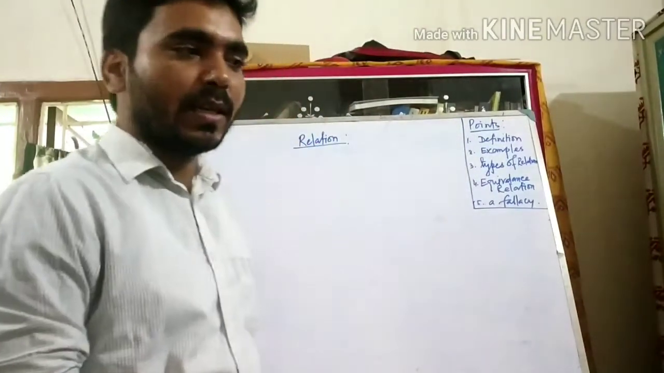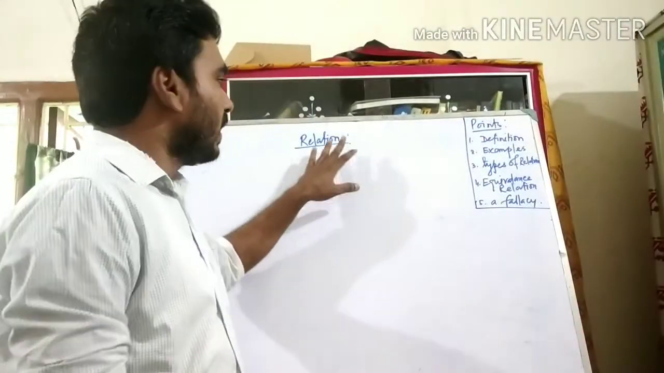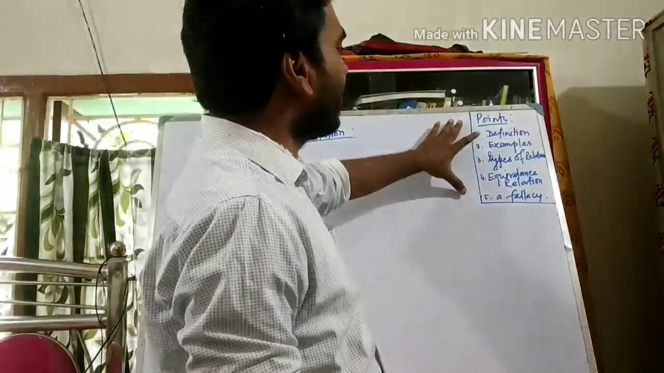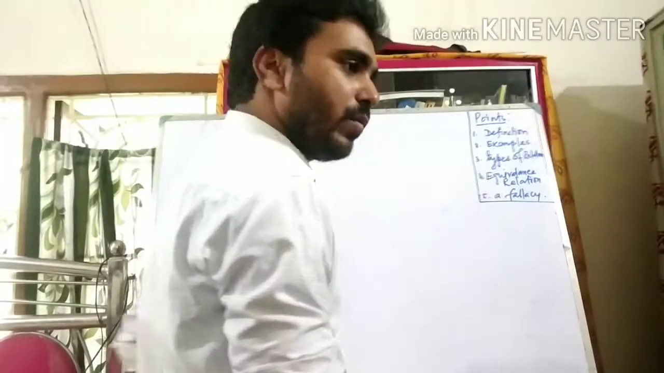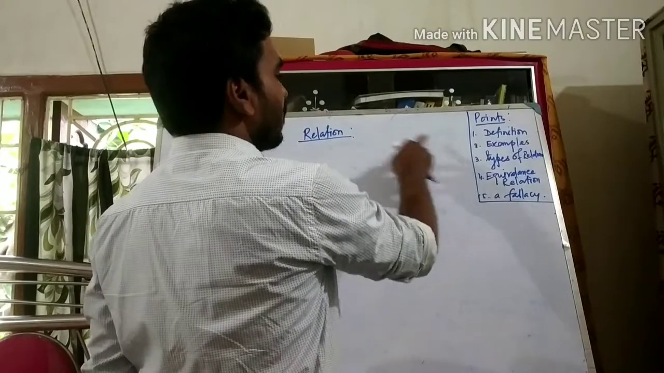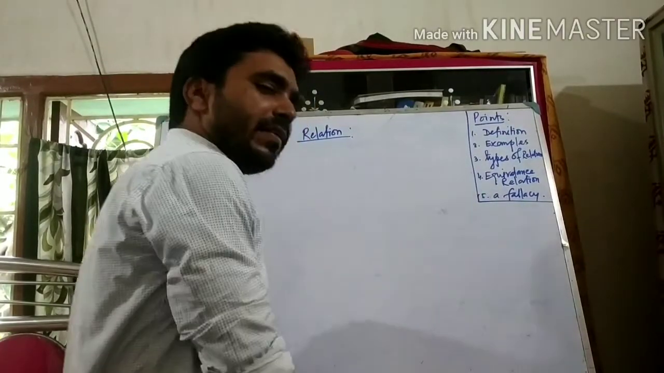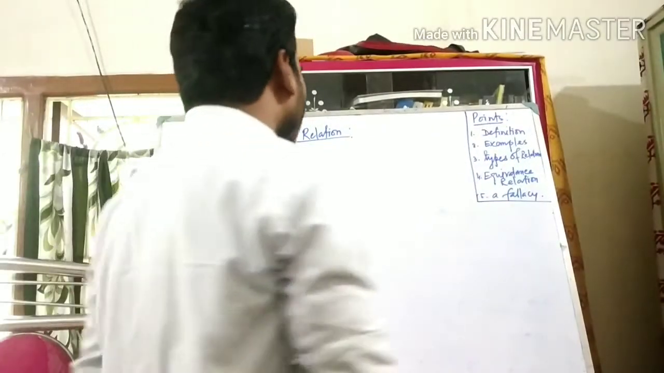In this video lecture, we are going to study the concept of relation. And in this topic, I will explain the following 5 points, namely definition of a relation, some examples of relation, types of relation, equivalence relation, and fallacy. Okay, now let us start.